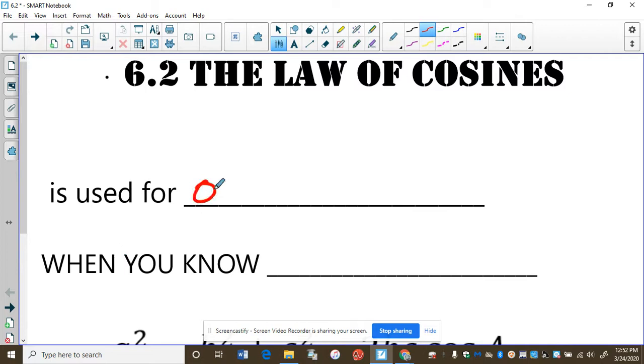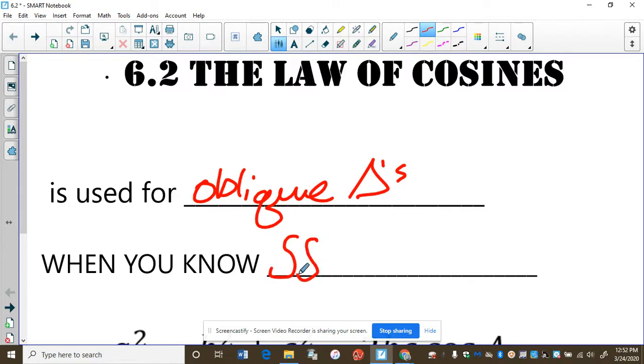Is used for oblique triangles, like we talked about before. Okay, these are non-right triangles. When do we use the law of cosines? We use the law of cosines when we know at least two sides. So side angle side and side side side.